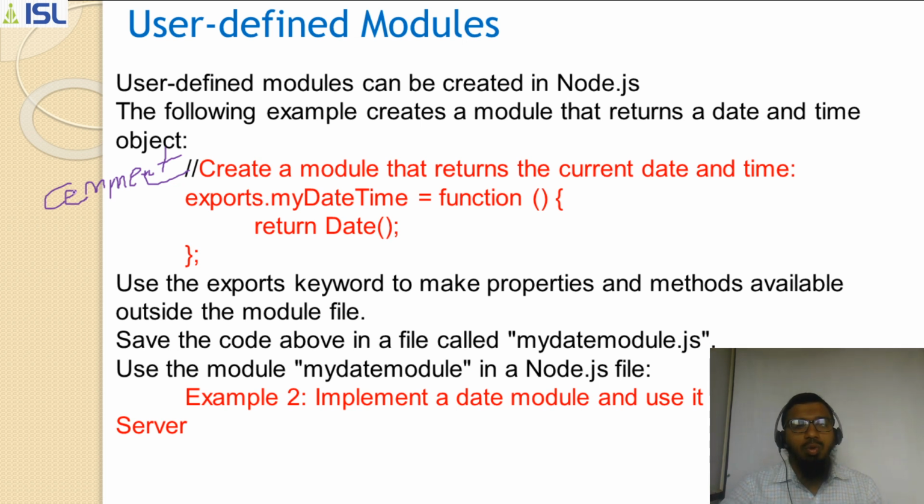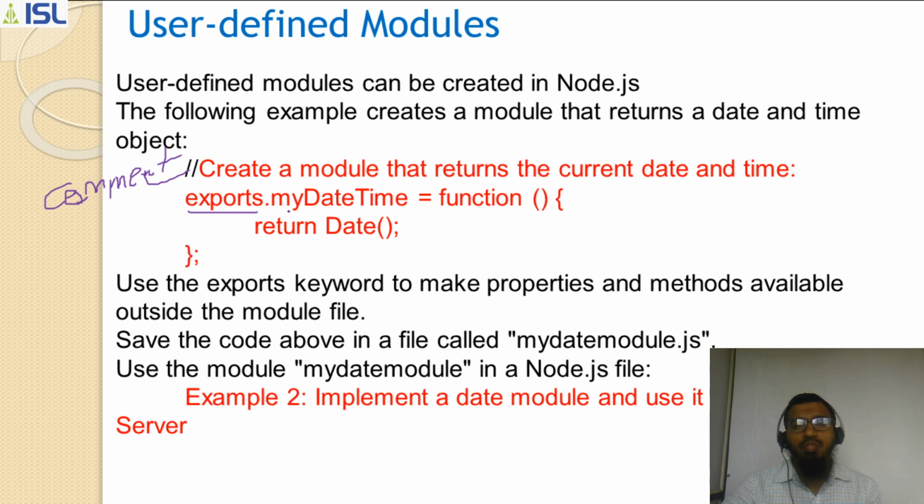Comment, this is a way to write the comment. Create a module that returns the current date and time. So how to write it? exports.myDateTime.